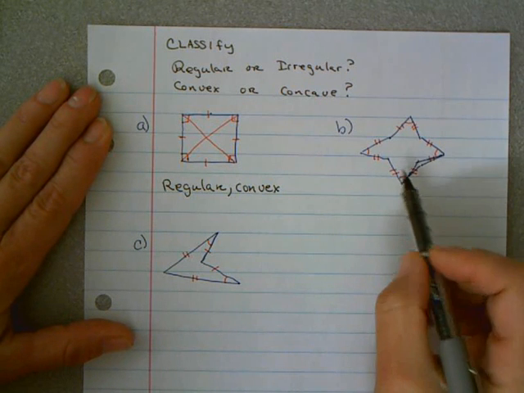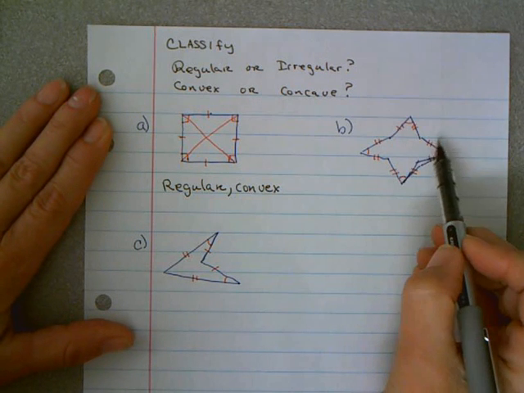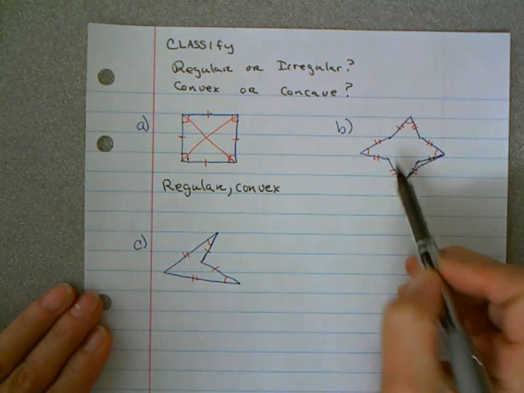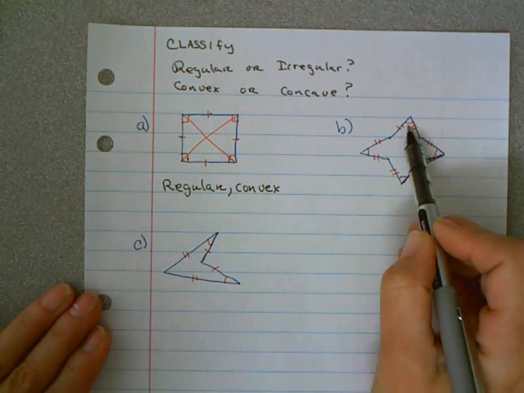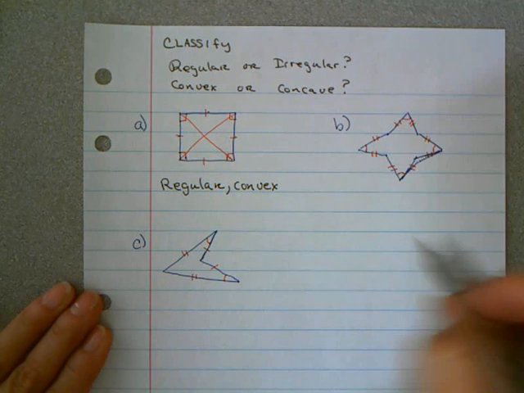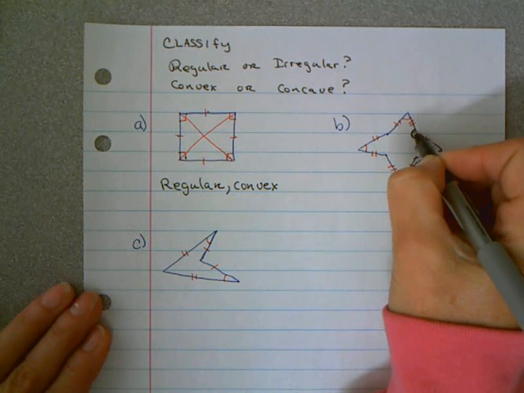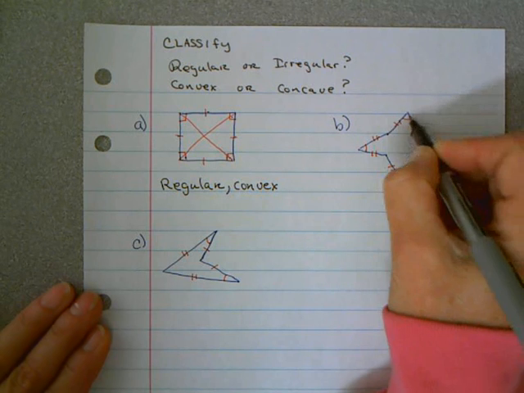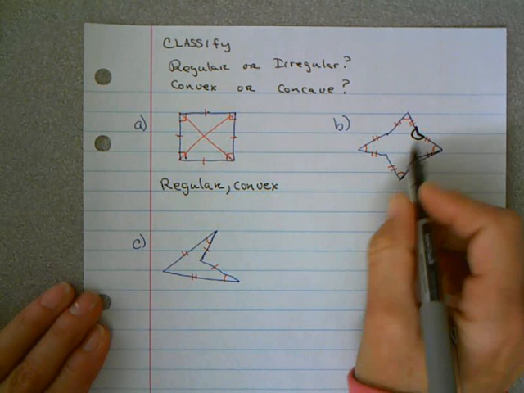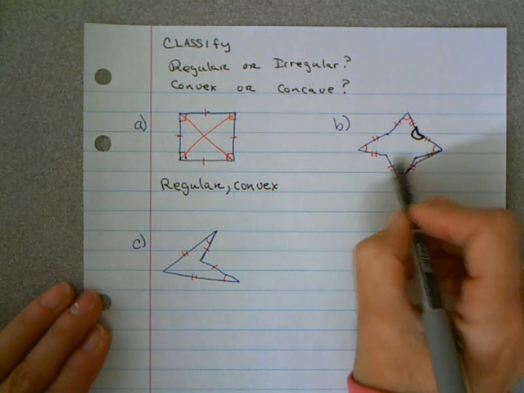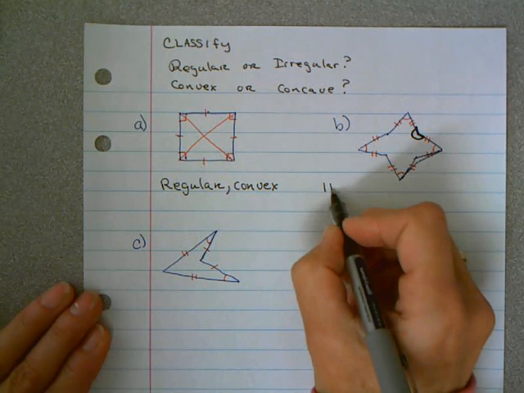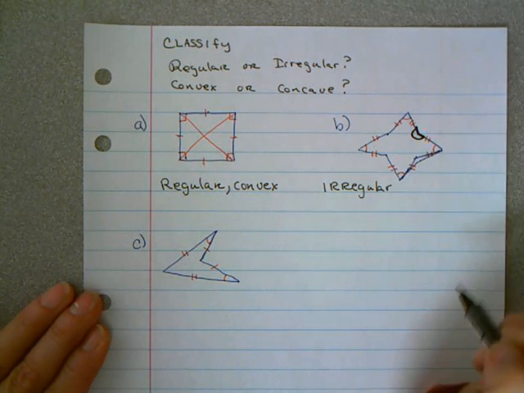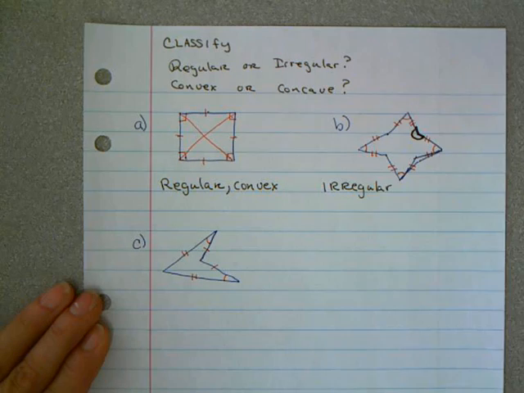For B, regular or irregular, I see all the sides each have two tick marks. So all the sides are congruent. And all these marked angles are congruent. But I know that there's an angle in here that's really a huge angle. It's definitely not like those. So since this is even one angle, and I see there's actually quite a few, there's four of them, I'm going to call this irregular because this angle's not the same as that one.